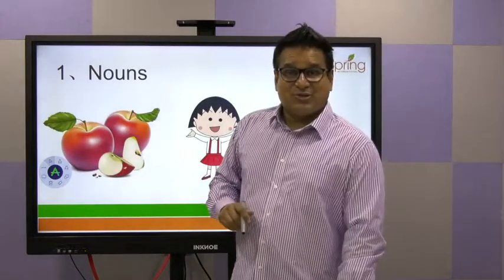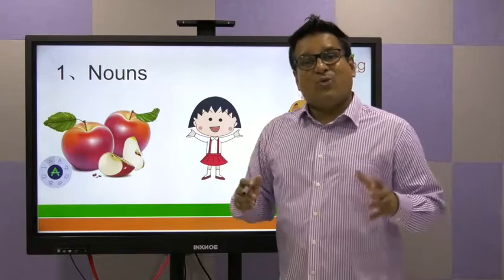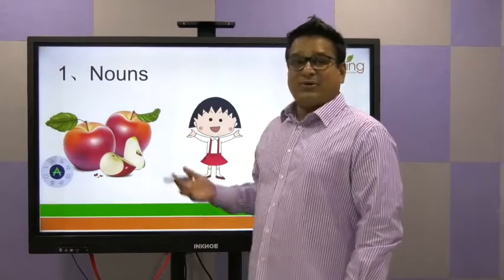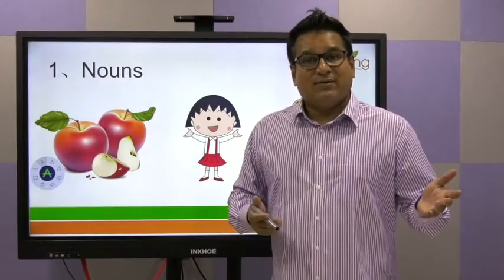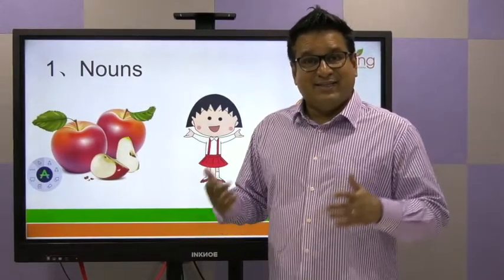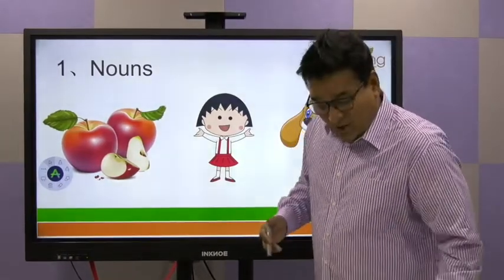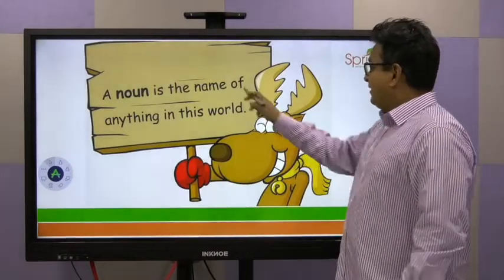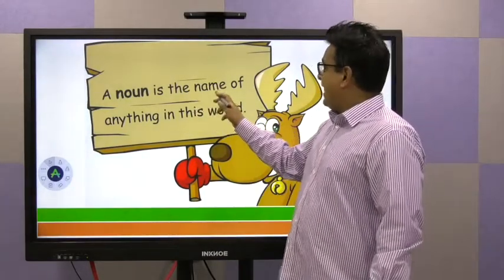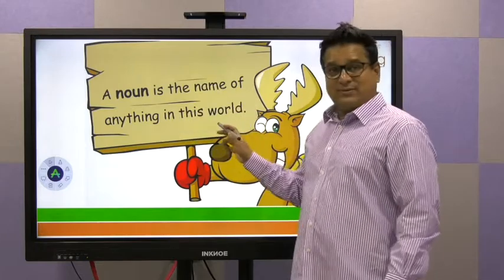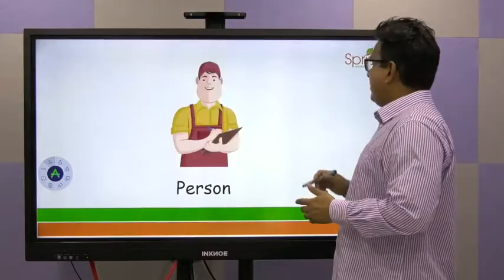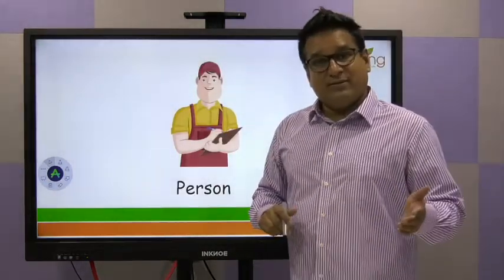Let's look at nouns. I'm sure you already know what nouns are. You may not think you know, but you already know. Take a look around you. Do you see a boy, a girl, a friend, a teacher? These are all nouns. Nouns are simply the names of anything in this world. So a noun is the name of anything in this world. Okay? They can name a person, like your friend.